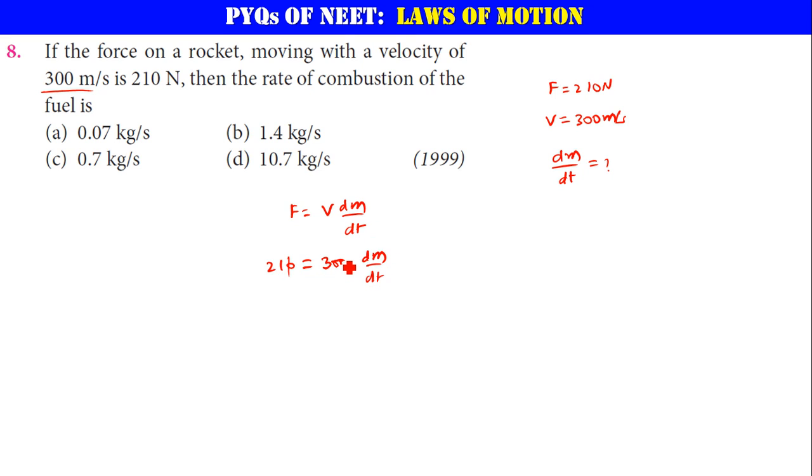So the 0 gets cancelled. 3 tens are 30, 3 sevens are 21. So dm by dt is nothing but 7 by 10. Can I say that is 0.7 kg per second? Answer C.